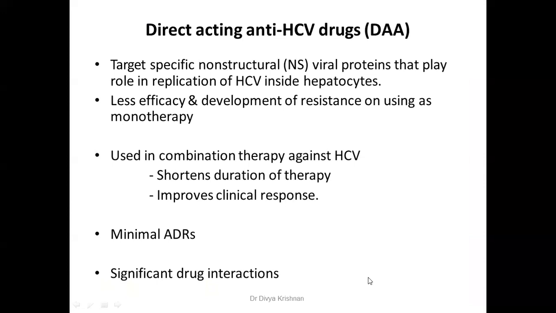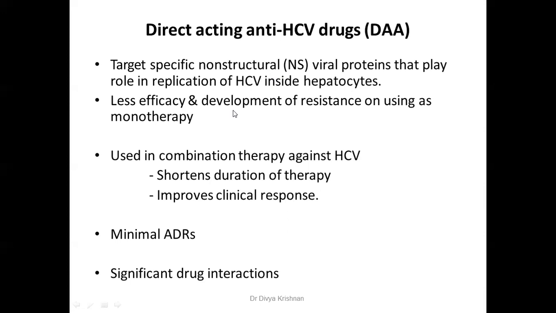Now, the last one, that is the direct acting anti-HCV drugs. These drugs target specific non-structural viral proteins that play a role in the replication of HCV inside the hepatocytes. So I already discussed that in the video that I have shared with you. These drugs have less efficacy and develop resistance when used as monotherapy. So they usually have to be used as a combination therapy.